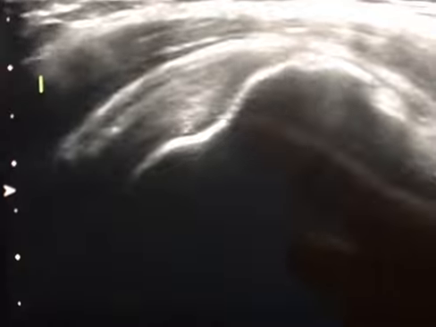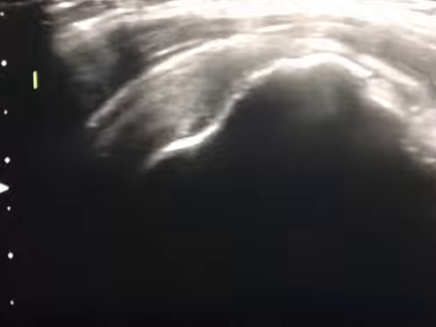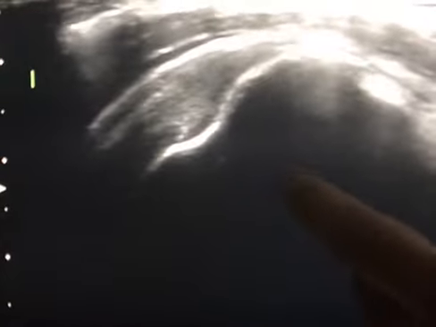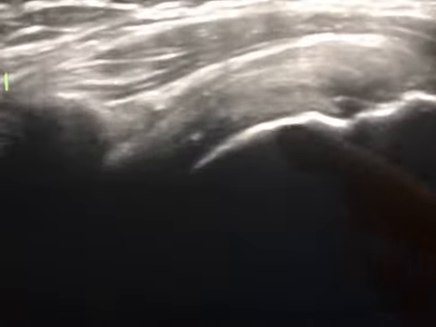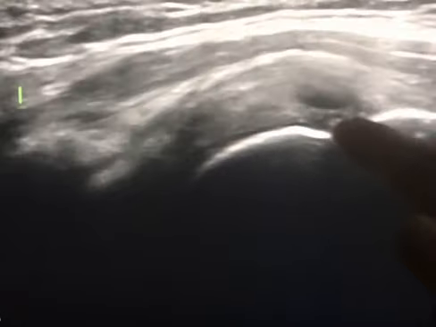This is sagittal direction. So I'm looking at the supraspinatus in sagittal direction. I asked my patient to put his hand as if he's putting his hand in the back pocket of his pants. So that is a position to see the supraspinatus. See? This is the supraspinatus, and that is the tear in the supraspinatus tendon. That's it.